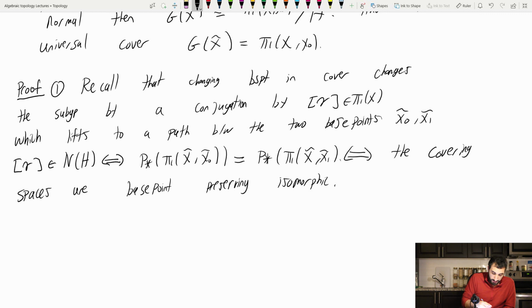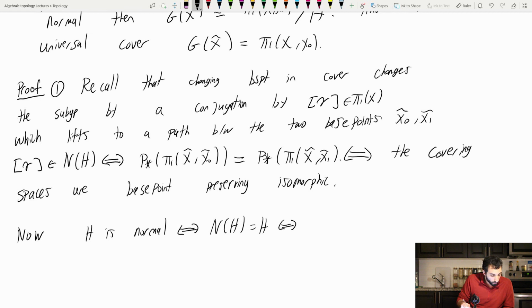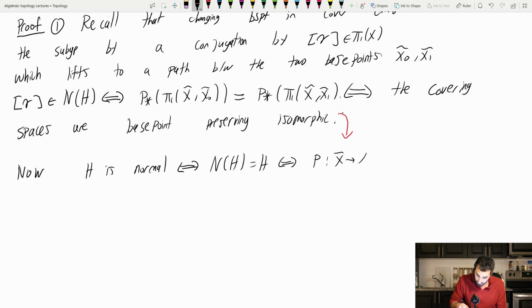Now, what if everything is in the normalizer? Okay, H is normal. That means everything's in the normalizer, N of H is equal to H. Well, this last criterion here tells me that the covering spaces with any base point are base point preserving isomorphic. So there's a deck transformation between any two of them. So that means P from X twiddle to X is normal. Okay, so that's part one.